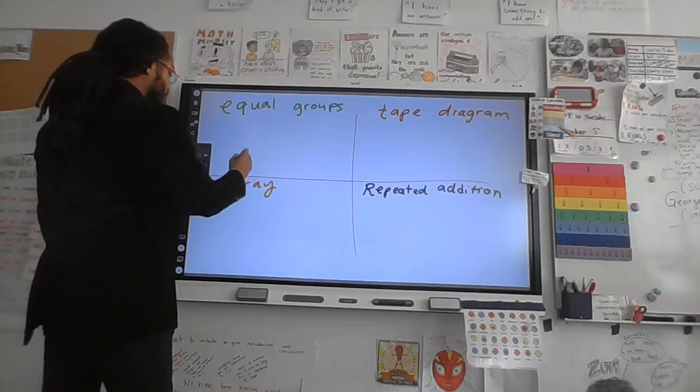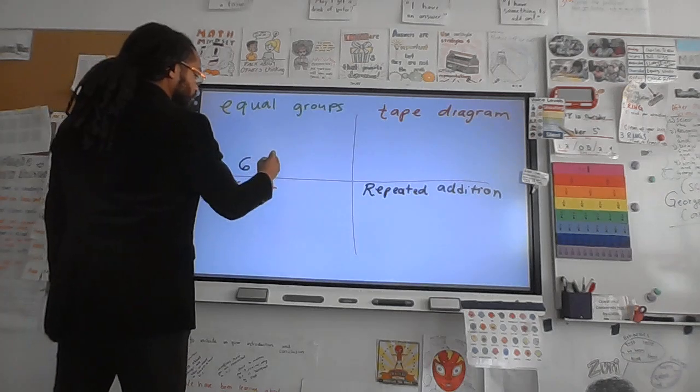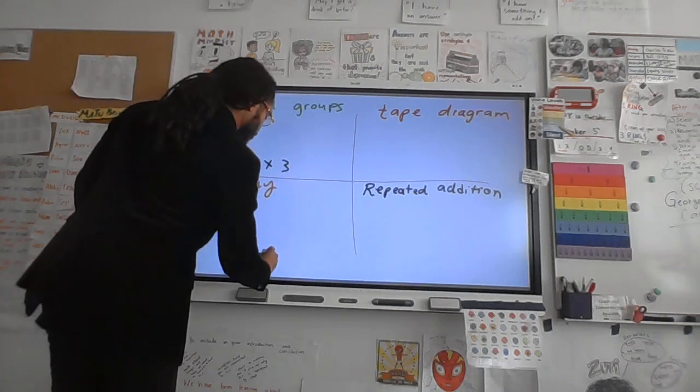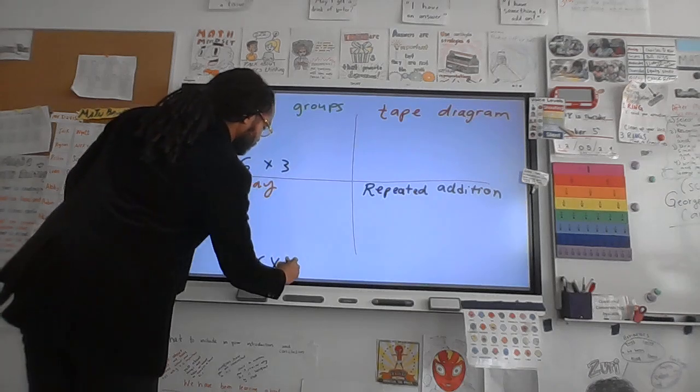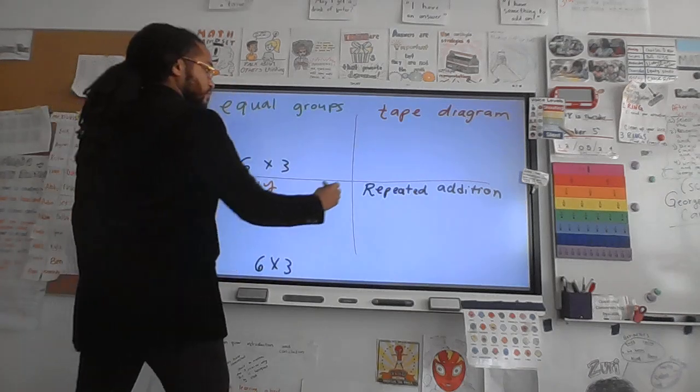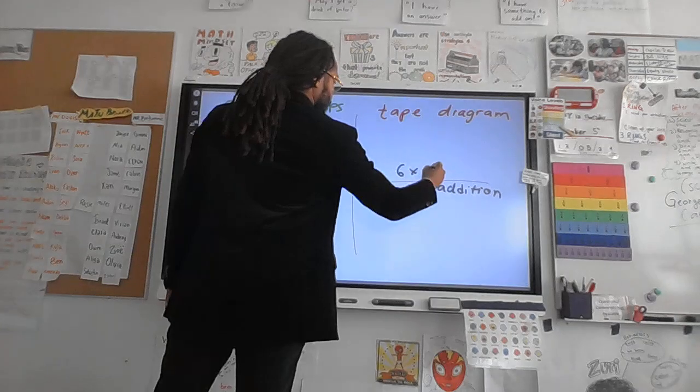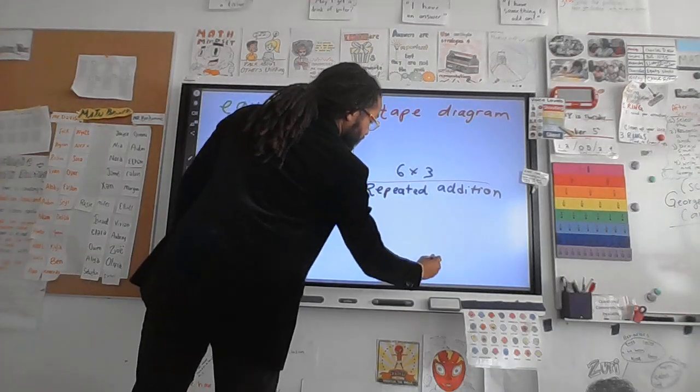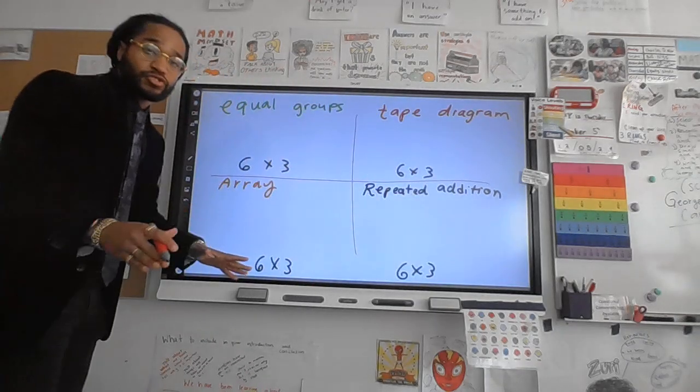So I'm going to use the same equation for each strategy. So 6 times 3, I'm going to use this for every single strategy. All right.